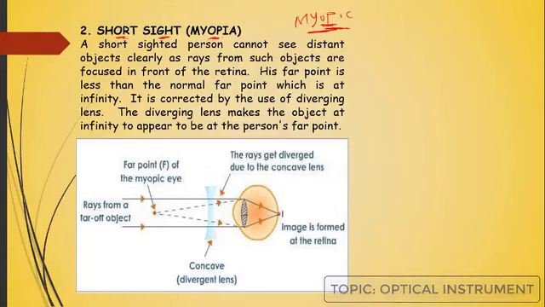The person can see objects that are very close to him, but the person cannot see objects that are far from him. He cannot see distant objects that are far from him. It means that his least distance of distinct vision is too close. It is less than 25 cm. For us to be able to correct short-sightedness, we should use diverging lens. Diverging lens makes the object at infinity appear to be at the person's far point. So this eye defect is corrected.